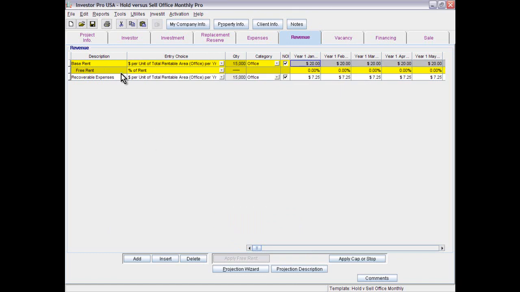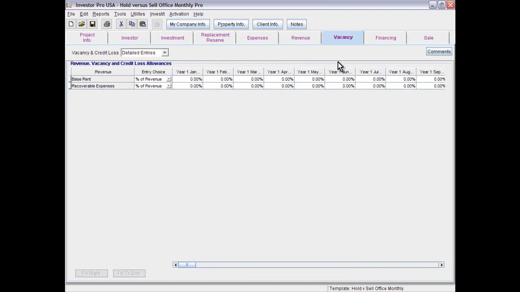There's no free rent involved, but we have the recoverable expenses. Those are the expenses that are being paid by the tenant back to the landlord based on the terms in the lease. In this particular case, I haven't put in any vacancies. And now we move to the Finance tab.